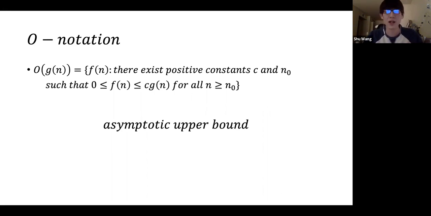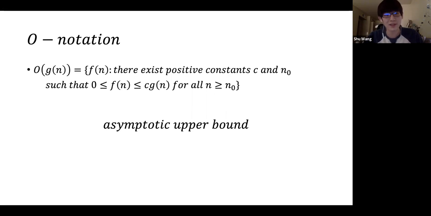We use them when we try to analyze the growth of a function, when we analyze the asymptotic efficiency of an algorithm. So this is the definition of the big O notation. And the big O, normally we use it as an asymptotic upper bound.